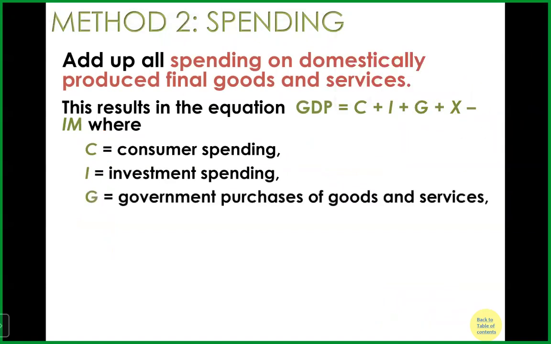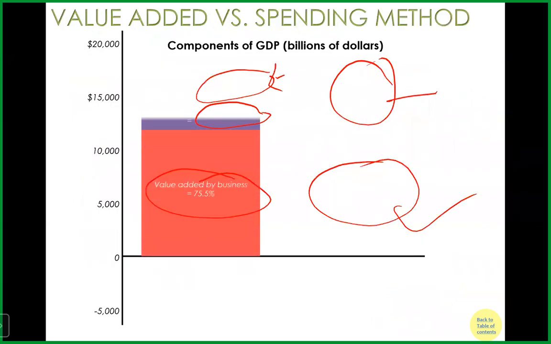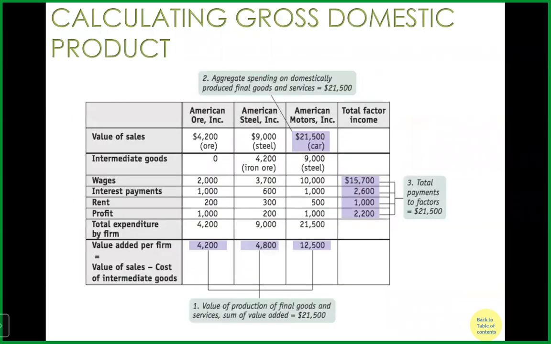So in this example, I will ask you to calculate, or to understand how to calculate, GDP, either by looking at the total value added or by looking at the total spending. All right, let's start with the first approach, the total value added produced. So what are we going to look at?